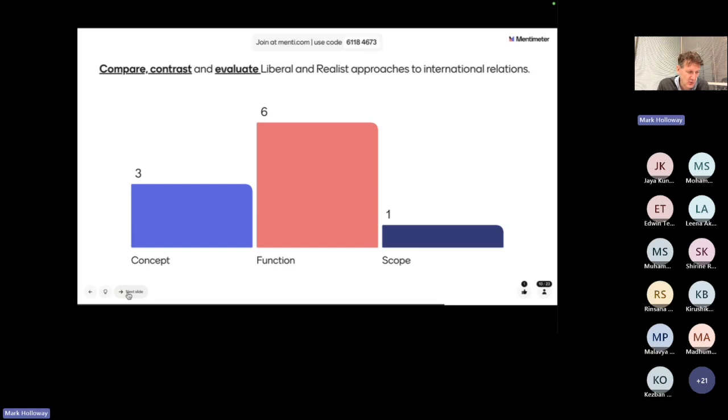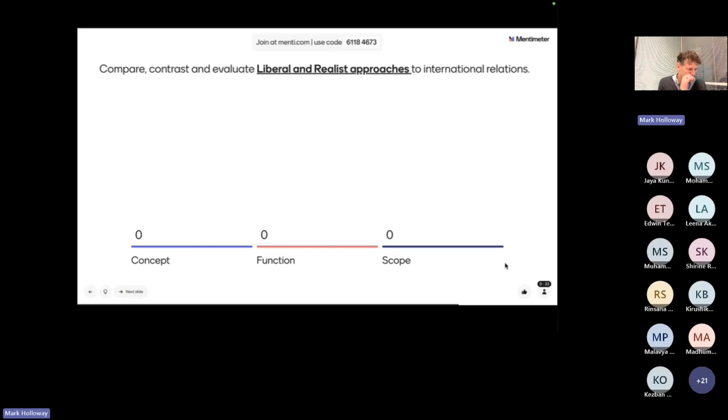So the function words are telling you what to do in your assignment. You need to compare, you need to contrast, and you need to evaluate. So function words are things like that: compare, contrast, evaluate, discuss, describe, explain. Okay, these are all function words. Right. Let's look at those words.